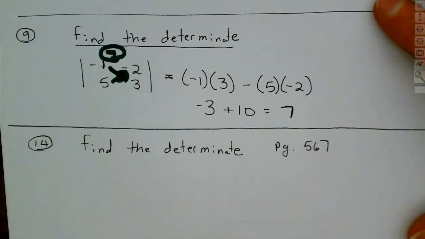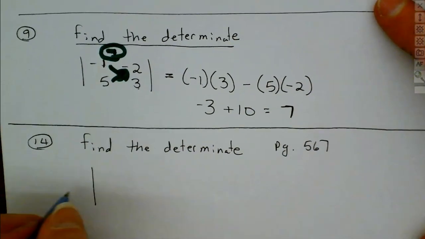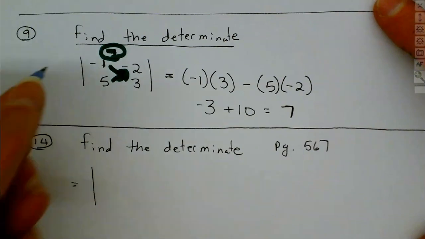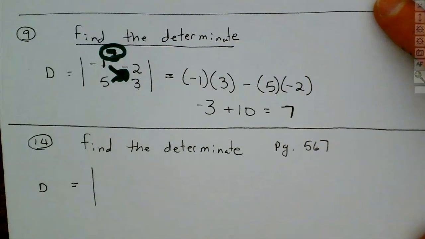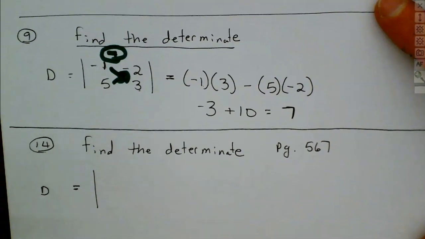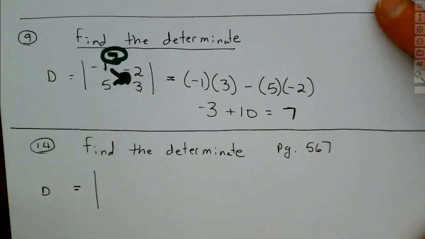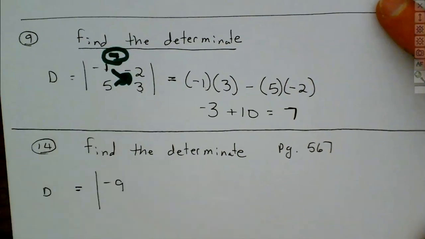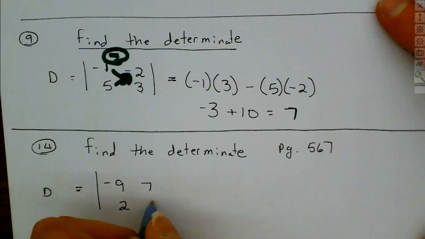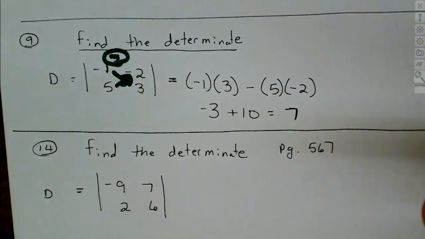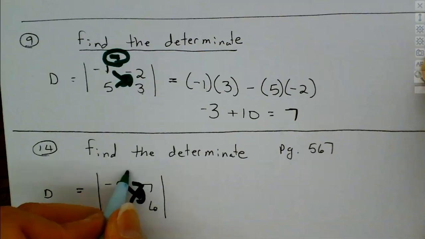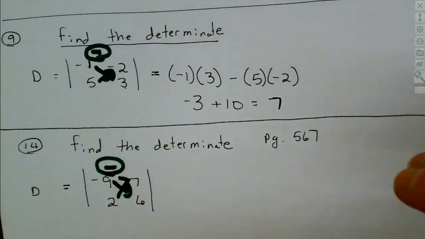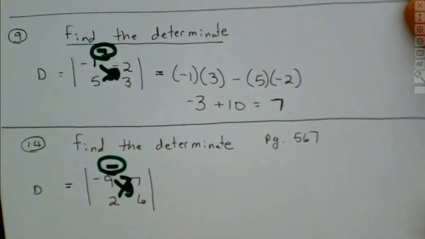Okay, and 14. So 14, again, and usually we call this D for determinant. But there's also dx, which we'll discuss in just a moment. Now, 14, we have a minus 9. We have a 7, 2, and a 6. And we cross multiply here. So when I write this out, let's see what we've got.